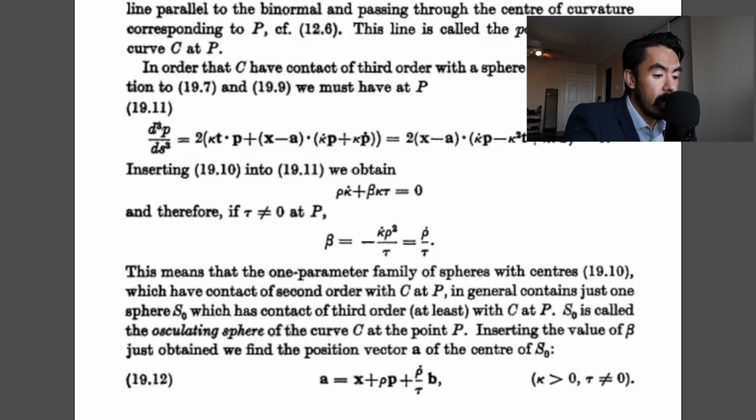Inserting the value of beta that we had just calculated, we find the position vector A of the center of the osculating sphere, capital S naught, which is given by vector A equal to vector X plus rho, the radius of curvature, times the vector P, the unit principal normal, plus rho dot over tau, which is the derivative in terms of arc length of the radius of curvature divided by torsion, times the vector B, which is the unit binormal vector. And in this case, of course, in order to not be trivial, curvature is greater than 0 and torsion is non-zero. Torsion could be positive or it could be negative.